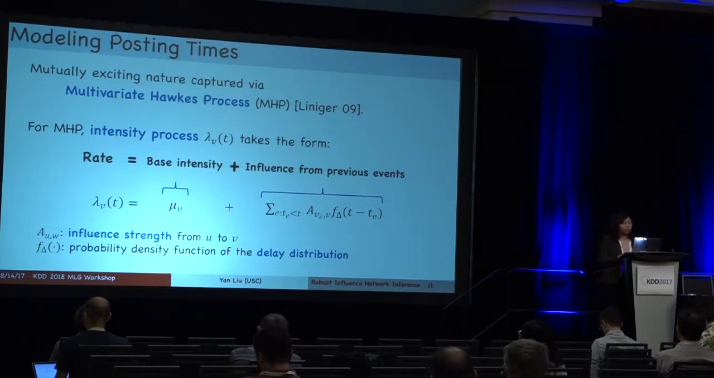So we call this the rate, lambda(t), and we think it can be modeled by two parts. One is the base intensity.